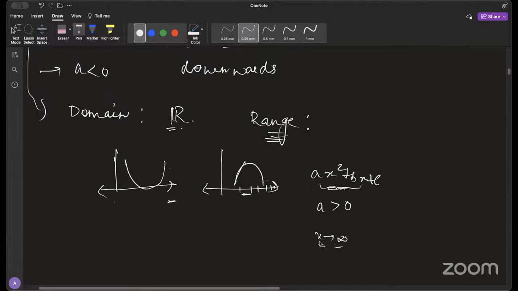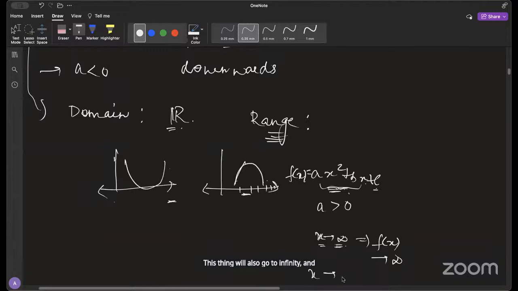So simply what you see here is that when x is increasing without bound, your ax square is increasing, your bx is also increasing, and c is just a constant, so it doesn't actually affect anything. This implies that your function also goes to infinity.